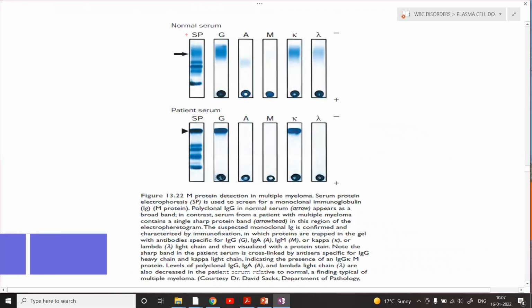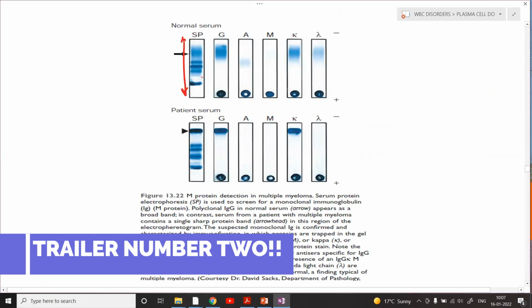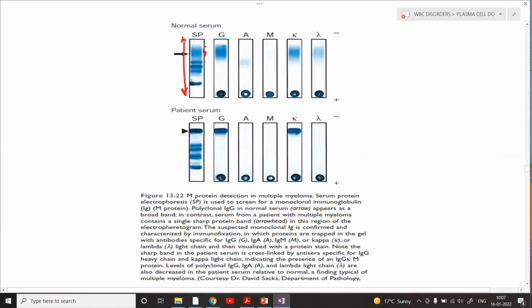So this is the normal electrophoresis where there is a spread of proteins. There's a gamma protein, A protein, M protein, and then you have kappa and lambda chains like this. Then if you want to spread out, you have to carry out immunofixation. So normally you can see the gamma, the A, and the M, that is IgG, IgA, IgM, and the light chains, which are equally distributed. This is the normal spread.